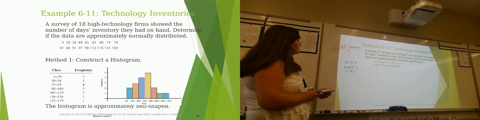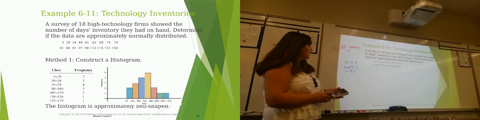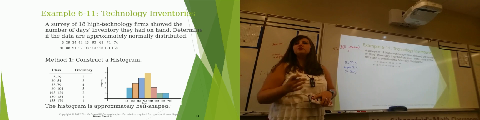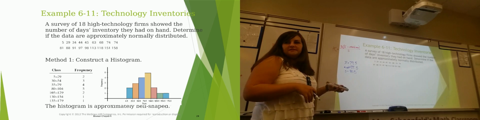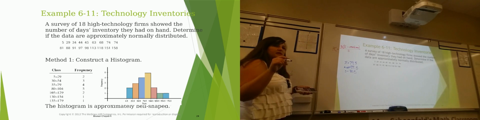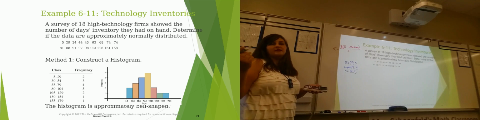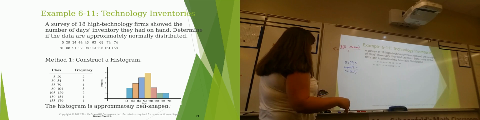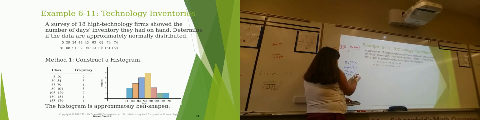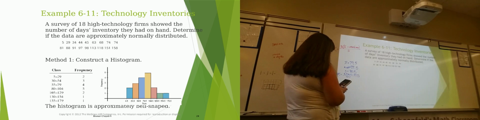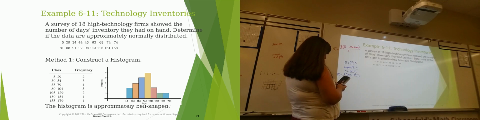Okay, so my Pearson coefficient. S is the sample standard deviation. Usually we use sigma. So if I did my PC, I get 3 times 79.5 minus 77.5 all over 40.5. So I'm going to do 79.5 minus 77.5.